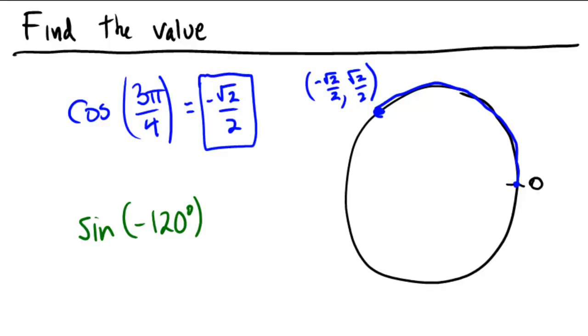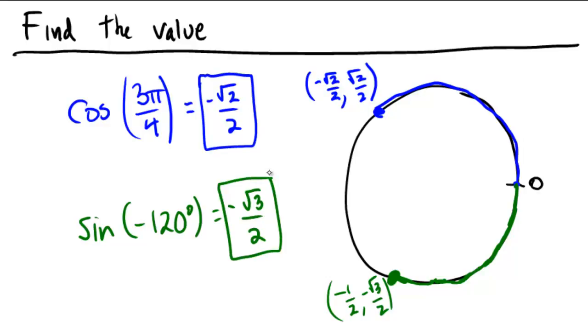The green one is sine of 120 degrees, but this one's in a negative direction, so I'm going to come down clockwise this time. So we're coming through the circle like this. We go through negative 90 and we go another 30. So negative 120 is located right down here, and the coordinates of that point are negative 1/2, comma, negative radical 3 over 2. So the sine, which is the y coordinate, would be negative radical 3 over 2. And that's the final answer for sine of negative 120.